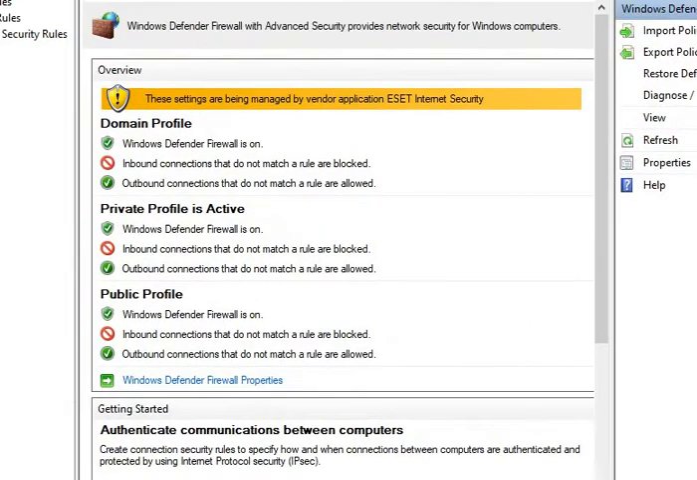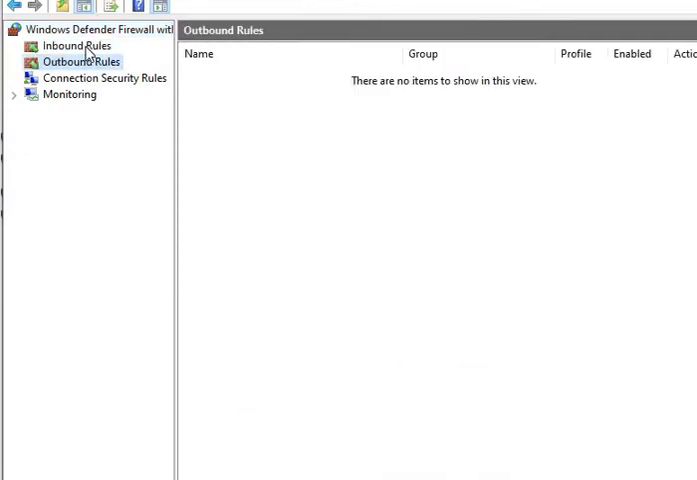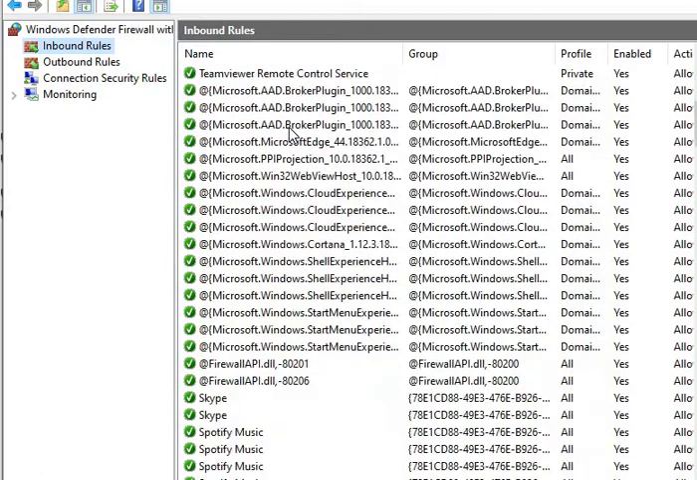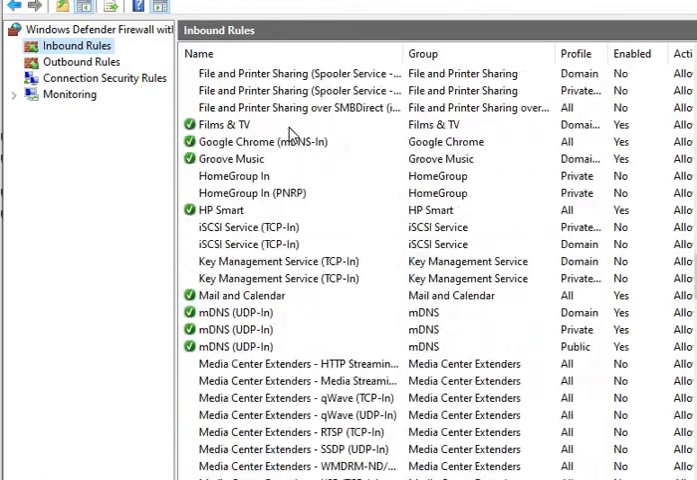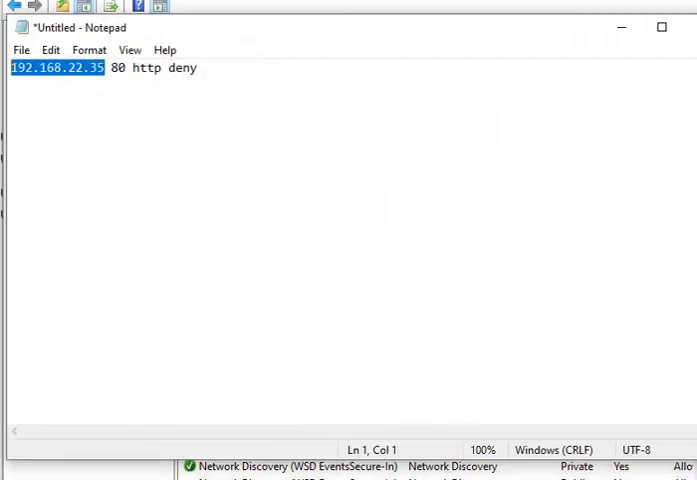I will show you each and every one. You can see here the inbound rules and the outbound rules. This is the inbound rule. Inbound rules mean rules defined for incoming traffic. Let's say I'm defining an inbound rule. Let's move to the notepad. Let's say this is google.com, and this is an inbound rule.